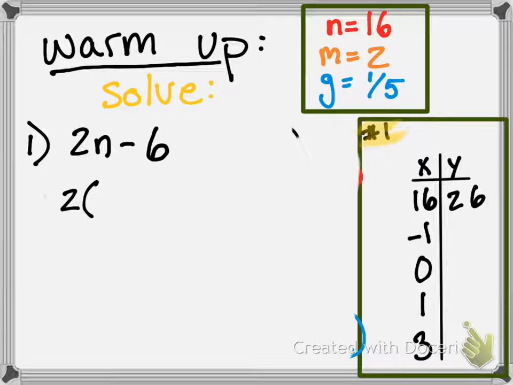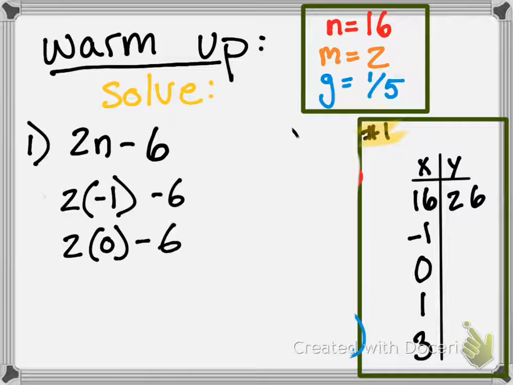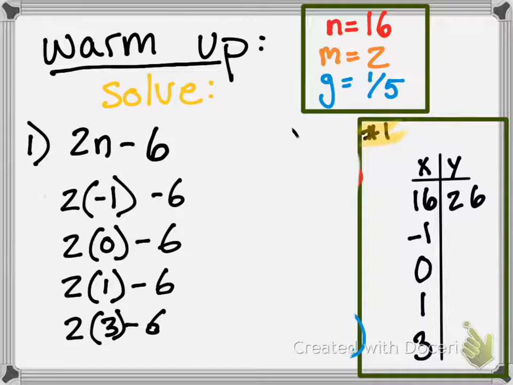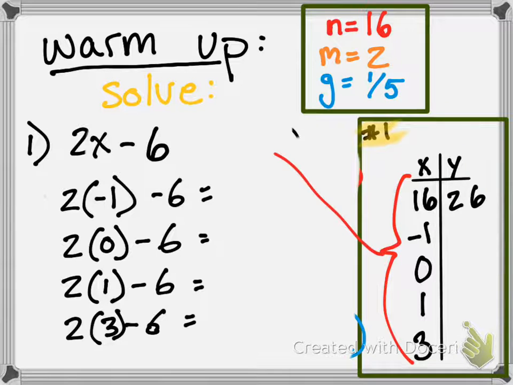Now let's do it with the others. We're just doing plug and play. 2 times -1 minus 6. 2 times 0 minus 6. 2 times 1 minus 6. And 2 times 3 minus 6. I just have those numbers because that's what's in the T-chart. And all I did was plug in these values. Yes, it says X, but to make our lives easier, I'll make it X right there. Thank you. All I did was take these values and plug them each individually in for X.